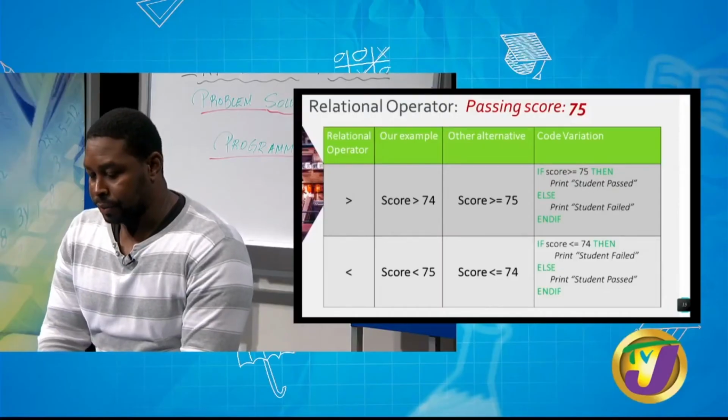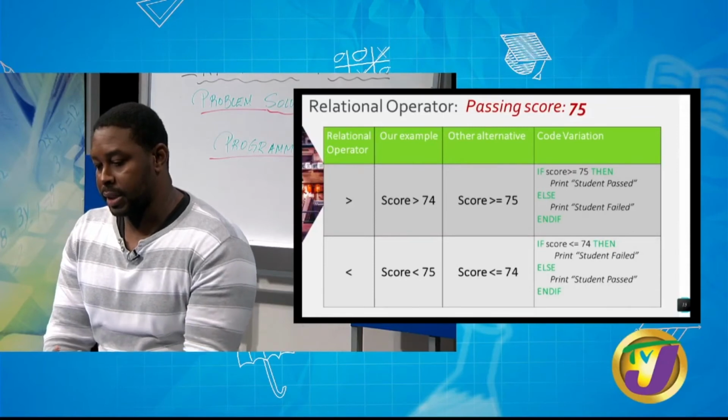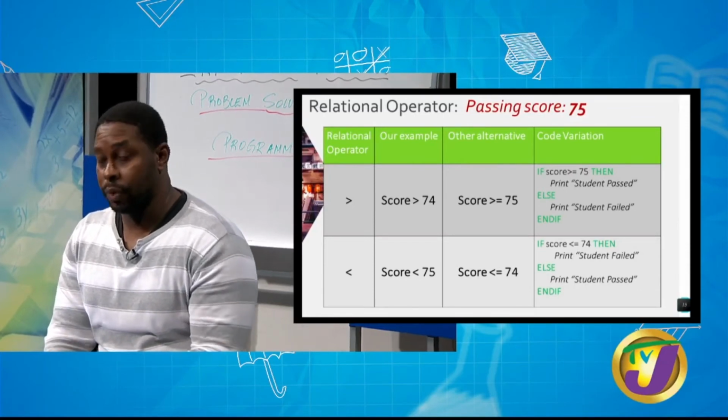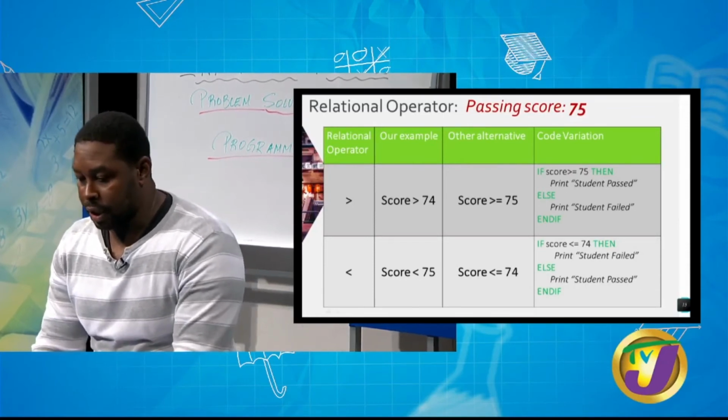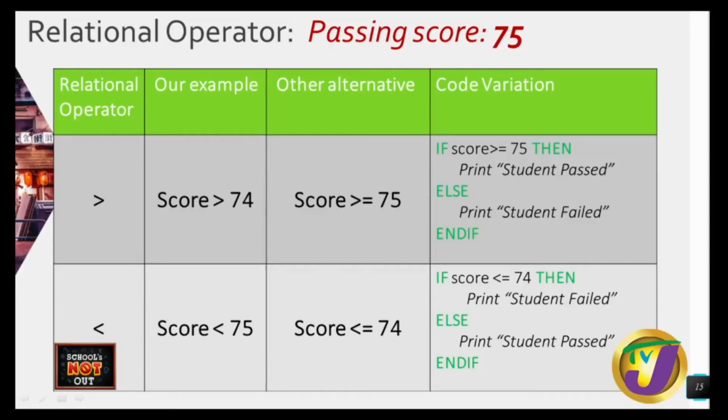To the condition. We had greater than as the condition, or score greater than 74. In this case, where score is greater than 74, we can use other forms of the condition. We can use a score greater than or equal to 75.